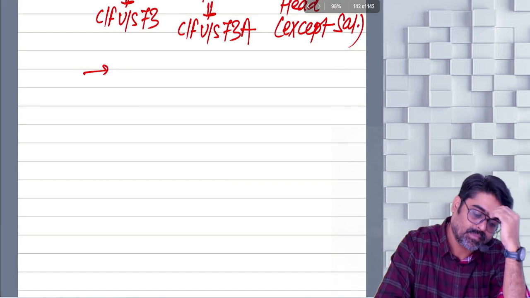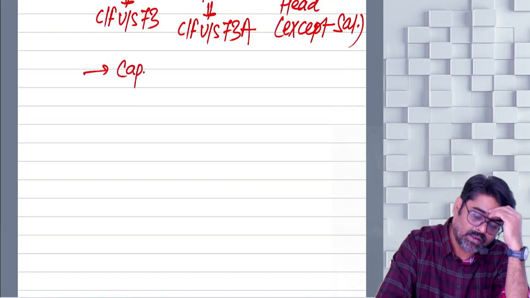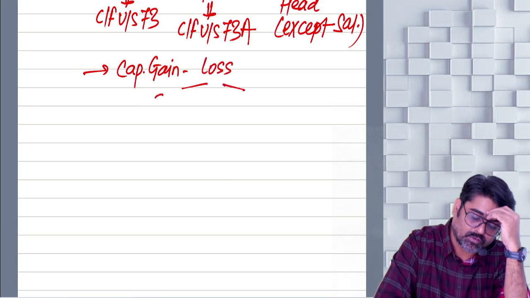Next one. Which head? Come on, tell me. Capital gain head. Can you have a loss? Which type of loss?